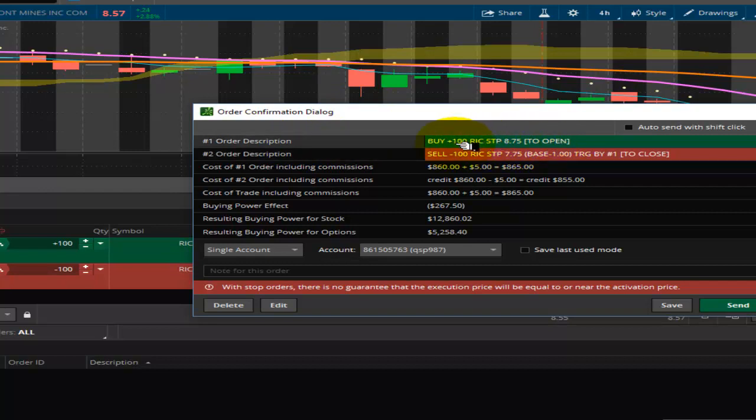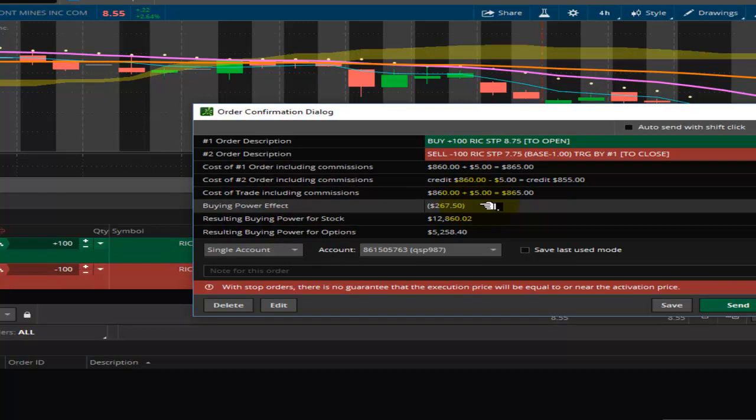The STP, you're buying 100 shares of this stock with the stop, and your stop is at this price to sell it. This right here, cost of order including commissions, tells you how much it costs, and if there's a credit, it gives you that too. Cost of the trade, including commissions.